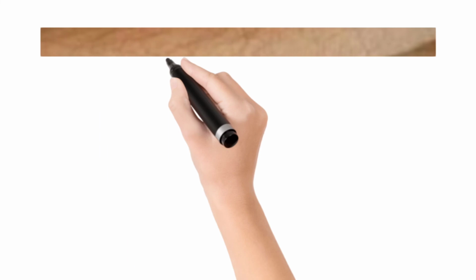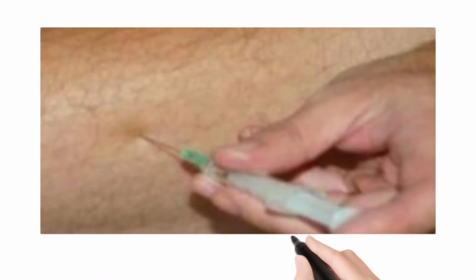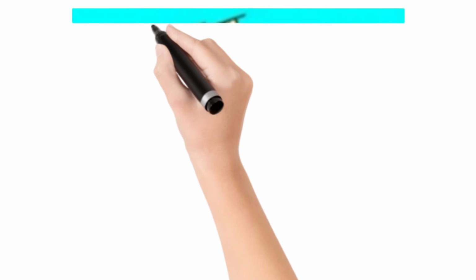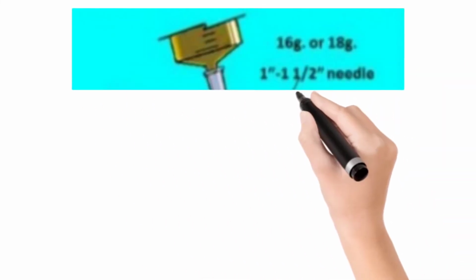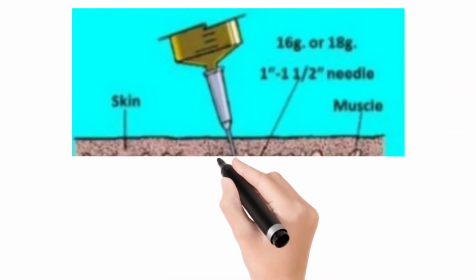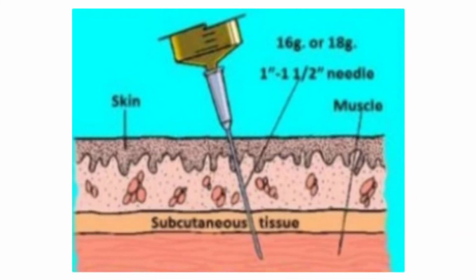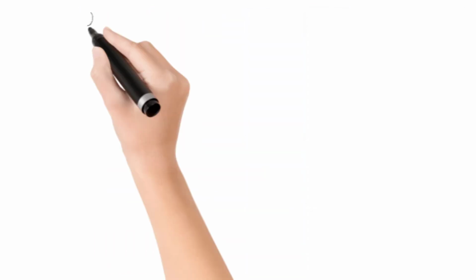Now look at this diagram of the IM route. Here in the diagram we give an intramuscular injection. We place the injection at 90 degrees, perpendicular to the skin. Look at another diagram. We inject the IM injection below the cutaneous tissue, below the subcutaneous tissue, into the muscular layer. This is the IM injection.